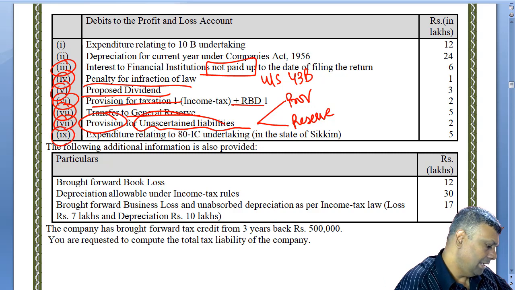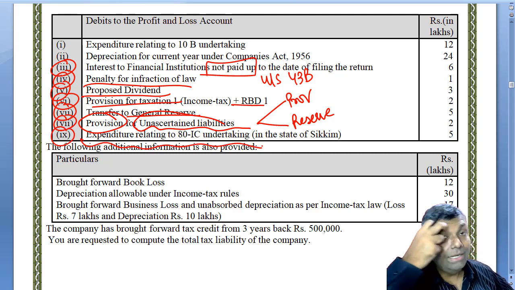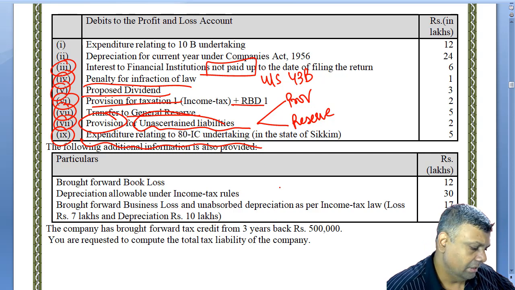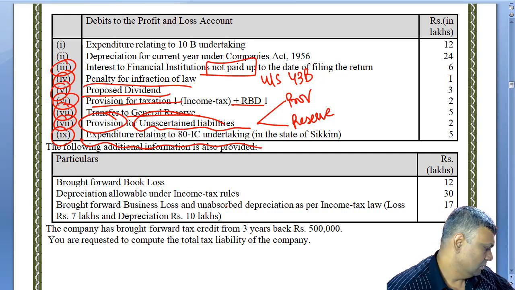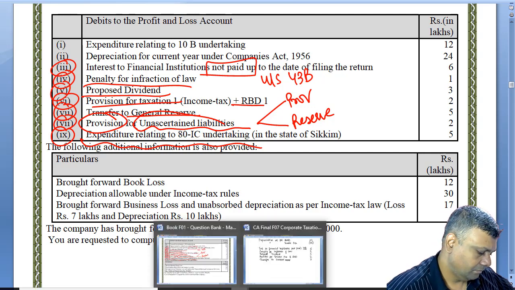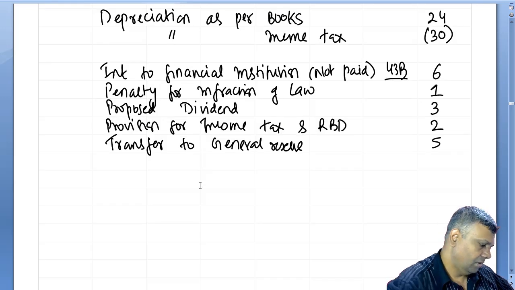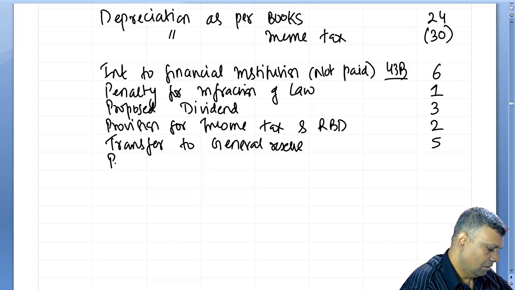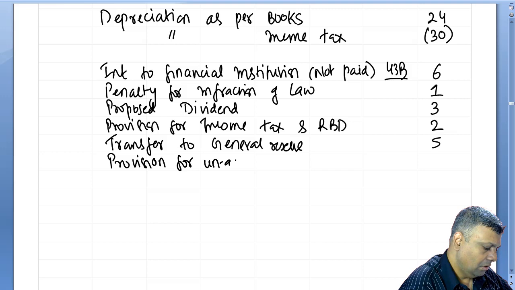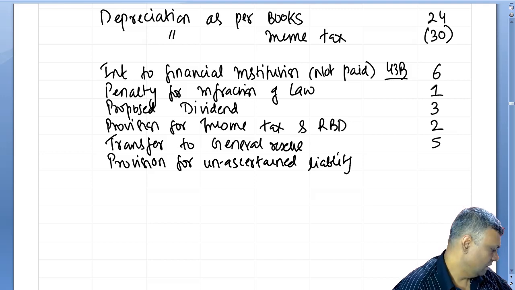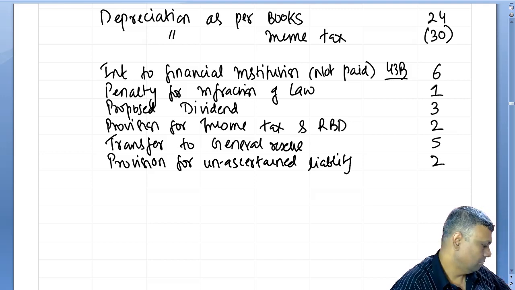And expenditure relating to the ATIC undertaking, that we have already considered, that net figure. Okay, so come on. Provision for unascertained liability, and that is 2.